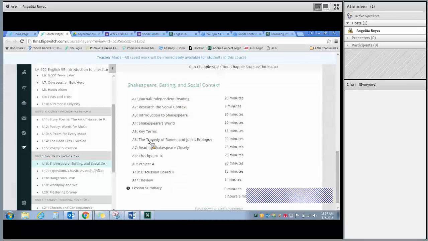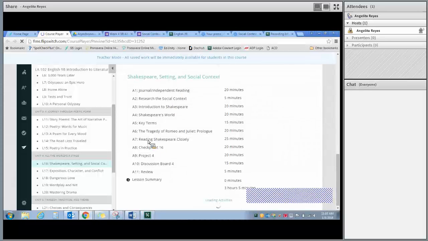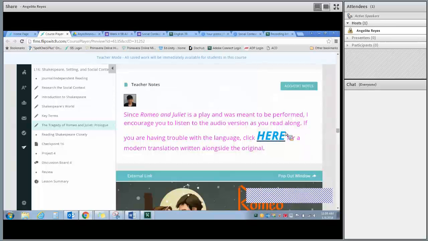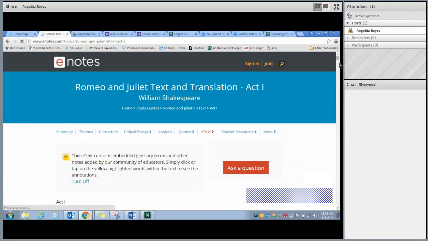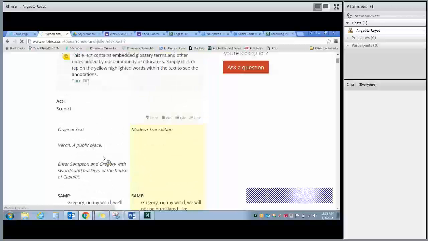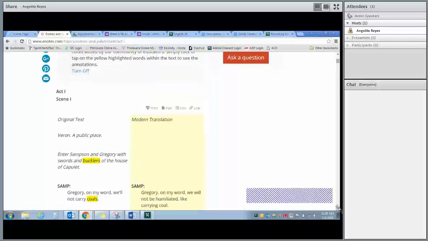Let's see. When you get to the reading in the teacher notes, there is a link that you can click that will allow you to pull up a more modern translation of it. That'll make it easier. So you see here when you're about to read it, in the teacher notes, the big blue here, go ahead and click it, and you will be led to this web page where if you go down, you see it has the original text as well as a more modern translation.